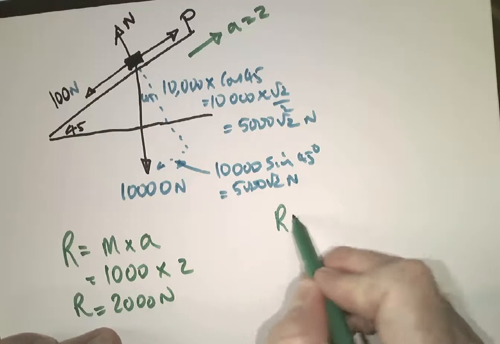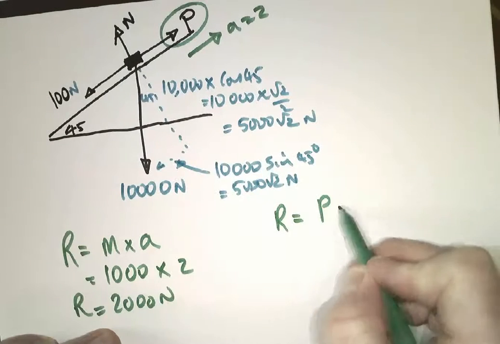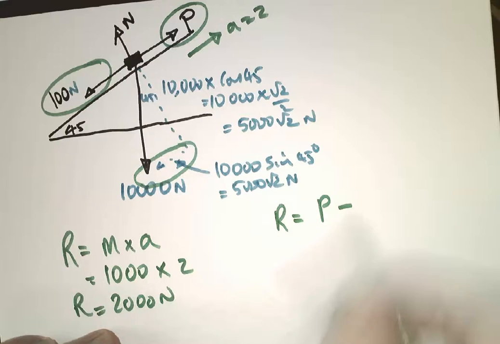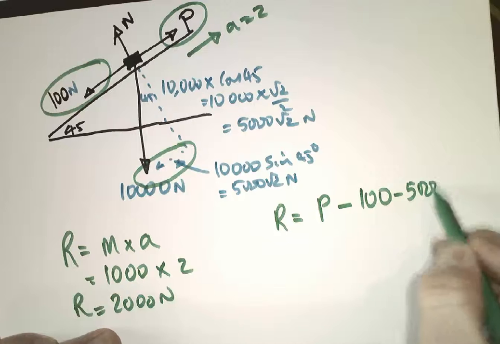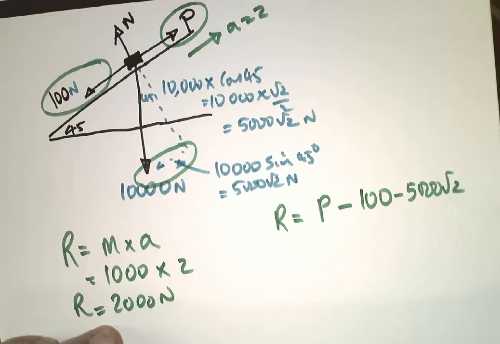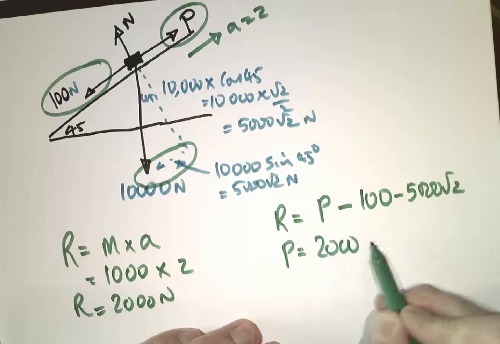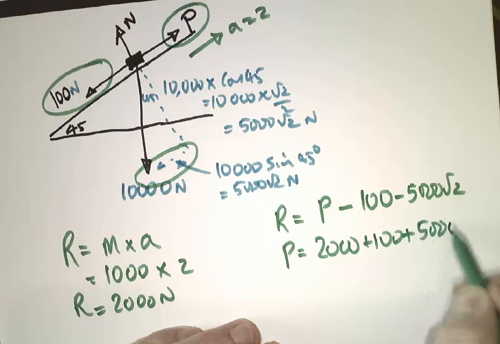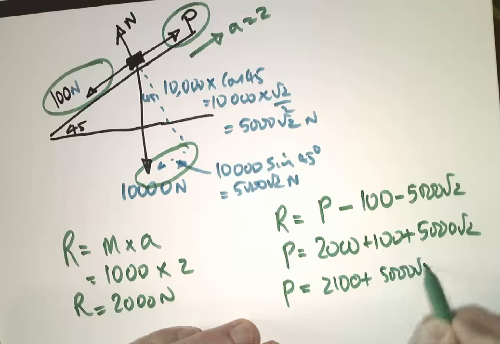The resultant force will equal all forces in the direction of motion, which is P, minus all forces which are opposite to motion, which will be 100 from friction and 5,000 root 2. Which means P is going to equal my resultant force, which is 2,000, plus 100 plus 5,000 root 2. Therefore, P, the pulling force, will be 2,100 plus 5,000 root 2 newtons.